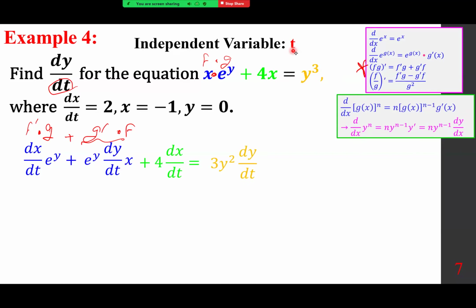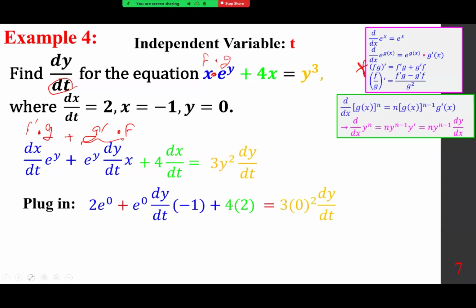And basically, you can solve for dy dt or just plug in because they have given us a bunch of values. It's faster if we plug in, meaning replace the dx dt with 2, e to the power of y, replace it with 0, y, replace it with 0, dy dt is missing, x, replace it with negative 1, dx dt is 2, the right side, 3 times y is 0 squared times dy dt.